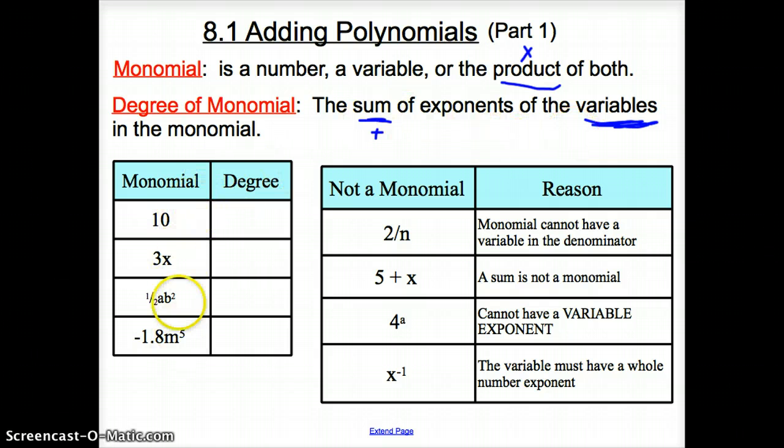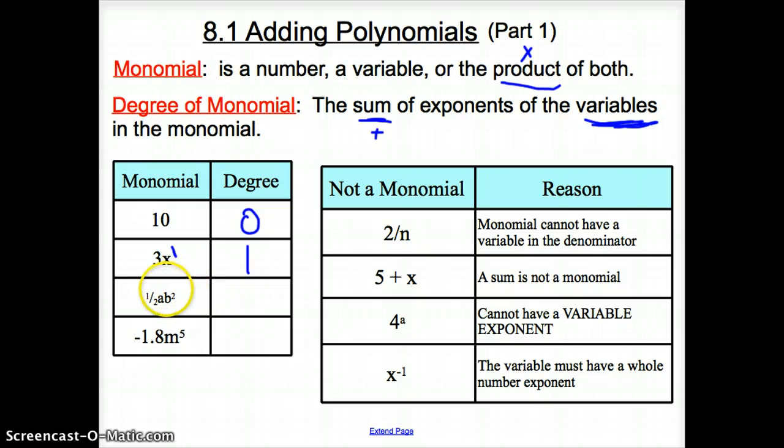So here we have some monomials listed. We're going to check all the degrees. Well, here, how many exponents do you have on that 10? You have no exponents on that 10, so it gets a 0. Next, 3x is a monomial because it is a number and a variable being multiplied together. And so how many exponents do you have on this x? You only have one exponent, so the degree of 3x is 1.